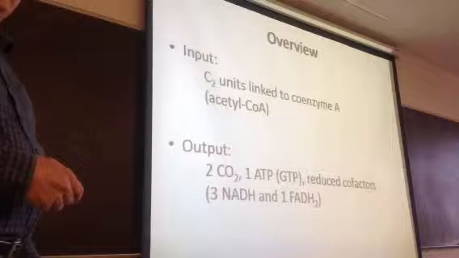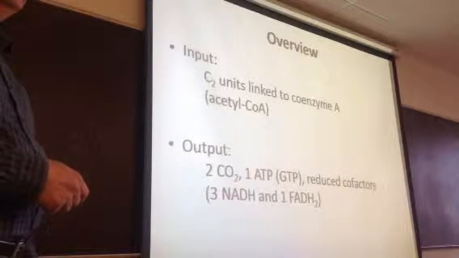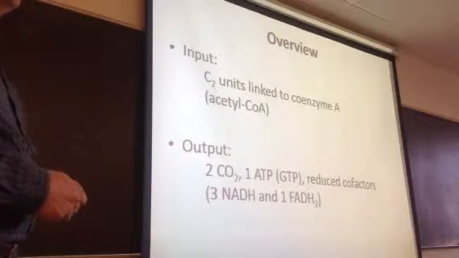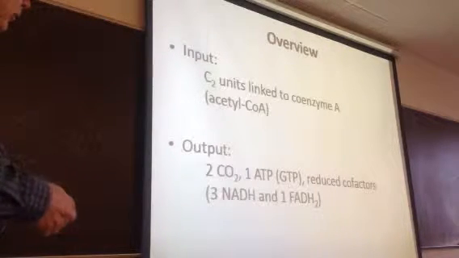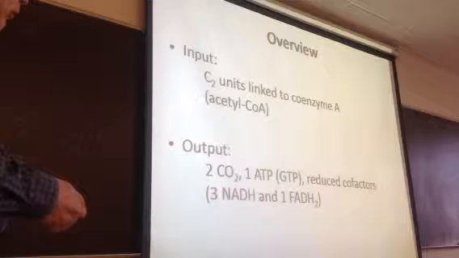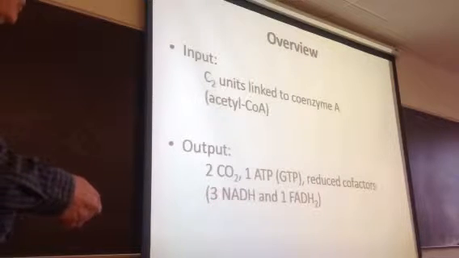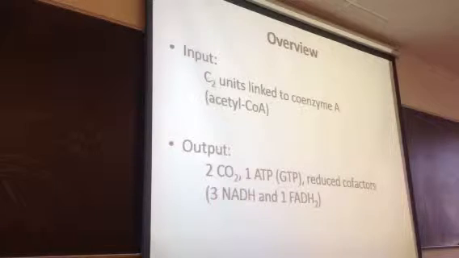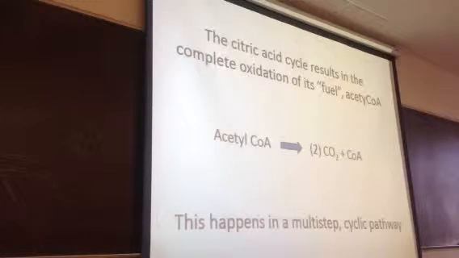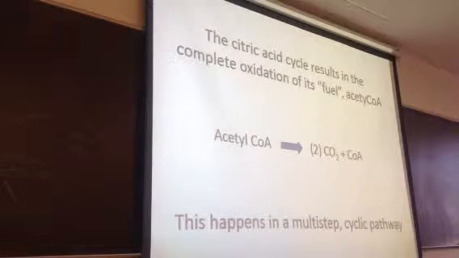You may say, I lied. I promised you 30 ATP. So far, we've just made 1. Next lecture, we'll talk about how you convert the power of the electrons on these NADHs and FADH2s into ATP. So the citric acid cycle in itself just generates the 1 by substrate level phosphorylation.